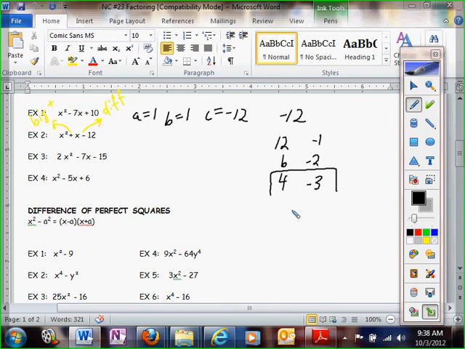My next step is to divide by a, which is 1. One thing that I forgot to mention on the previous example: after you divide by a, if you can reduce these fractions, do so. Here we cannot. So the variable goes with the number on bottom, x plus 4 and x minus 3. And that's my answer.